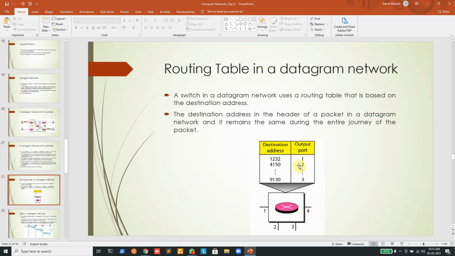Suppose on output port 1 the destination address is 1232. Suppose a packet comes into a switch, and the packet will have a specific header. Now, what is the header? The header will be nothing but the destination address. Again, you can see here that it is written that the destination address is in the header of a packet in a datagram network, and it remains the same during the entire journey of the packet.